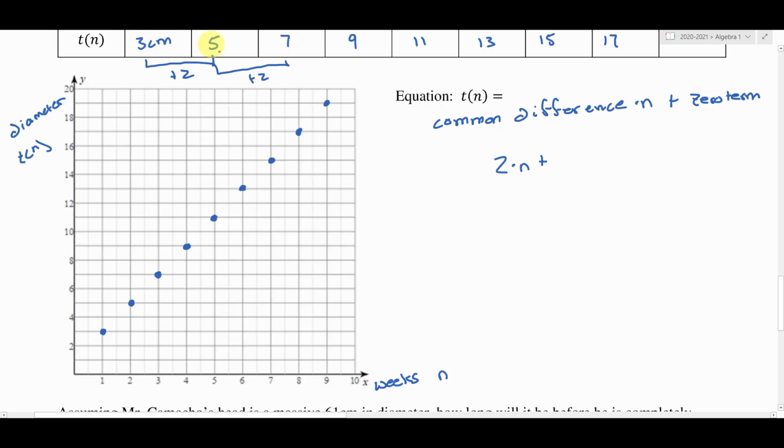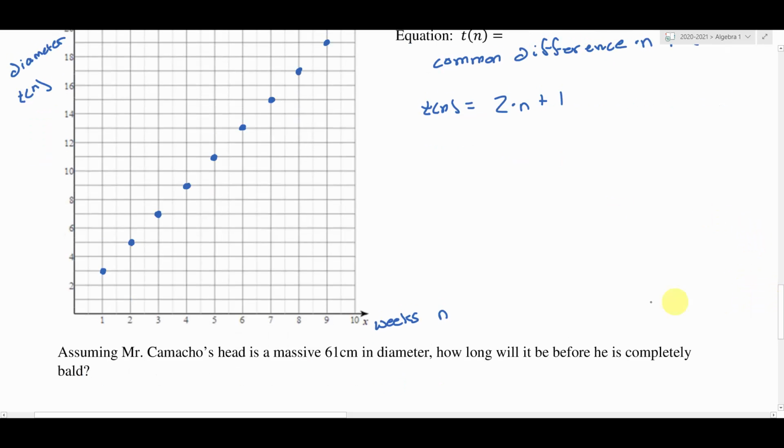So rather than adding 2, I would subtract 2 from the first term, and it would take me back to 1 centimeter. So I would have 2n plus 1. So my equation is t of n equals 2n plus 1. There's my equation.